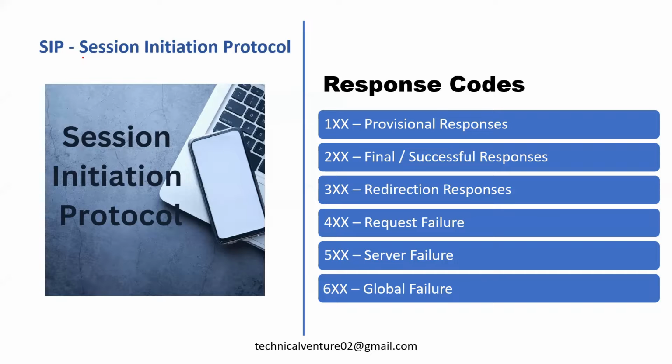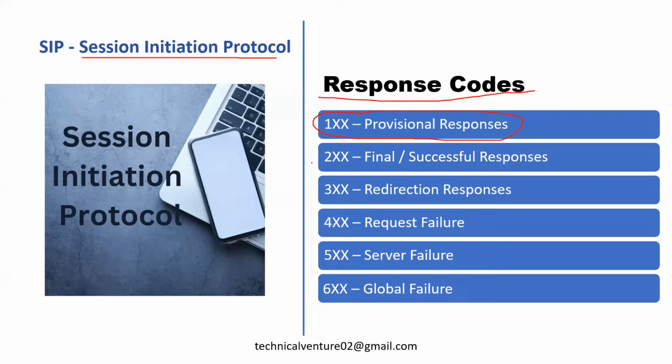So today I'm continuing the same series, that is session initiation protocol response codes. In the previous lecture, I discussed the 1XX provisional responses, where I covered 100 trying, 180 ringing, 181 call is being forwarded, 182 queued, and 183 session progress, right?